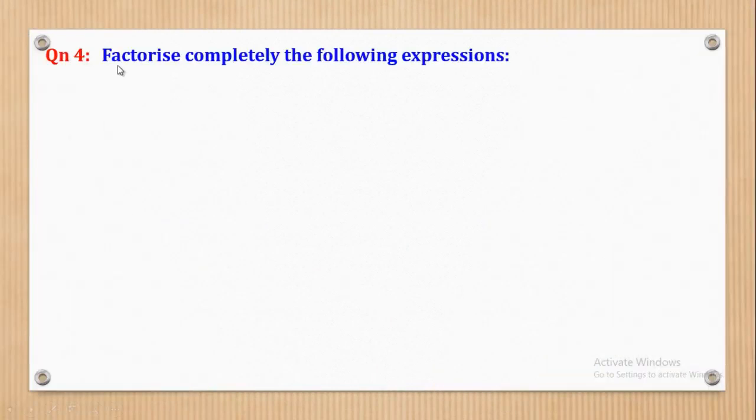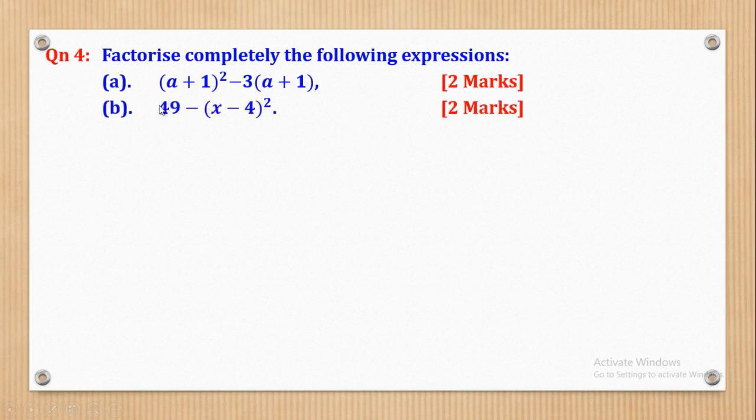Now we shall go to question 4. Question 4 says, factorize completely the following expressions. Part A, factorize this expression: (a plus 1) squared minus 3 in brackets (a plus 1), and it is given 2 marks. Then part B, 49 minus (x minus 4) squared, and it is also given 2 marks. So we shall start with part A.